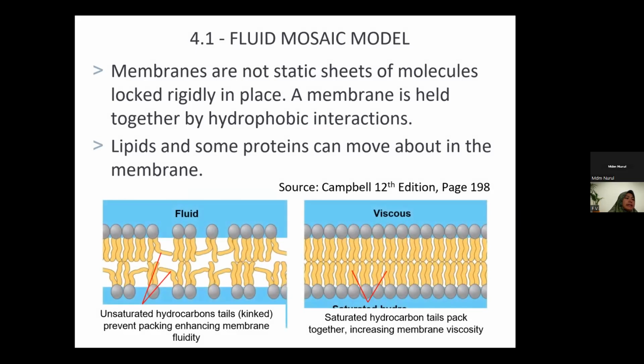Okay, next. According to Singer and Nicholson as well, dia kata membrane are not a static sheets. Maksudnya membrane kita ni bukan kekah kejung macam tu. They are actually held together by hydrophobic interaction. So, dia bukan keras that lock rigidly in a place. Tapi sebenarnya, lipid and some protein can move in the membrane. Maksudnya, you bayangkan mozaik ni, sebenarnya boleh pergi sini, pergi sini. Dia boleh macam tu. Okay. Right.